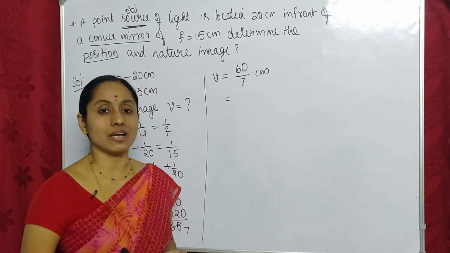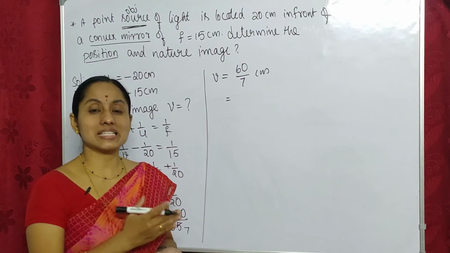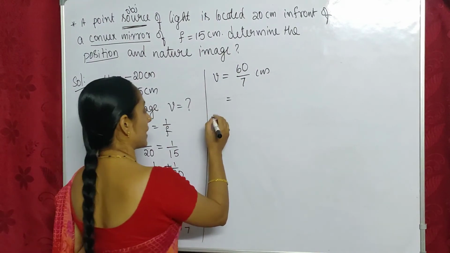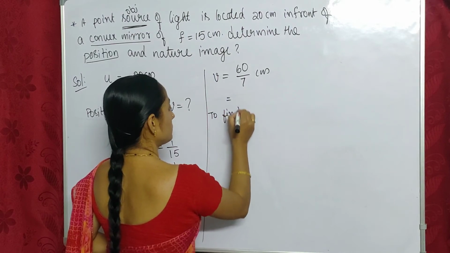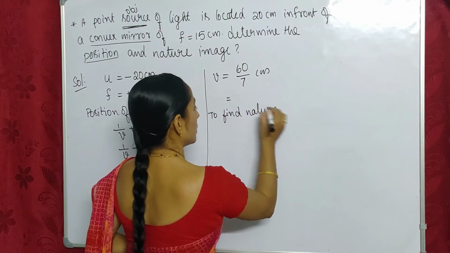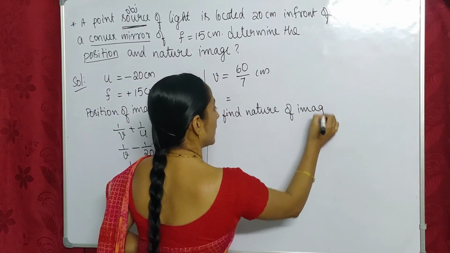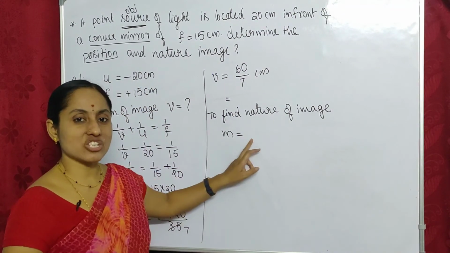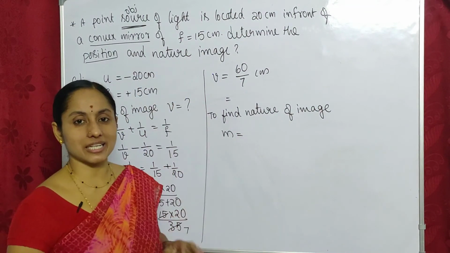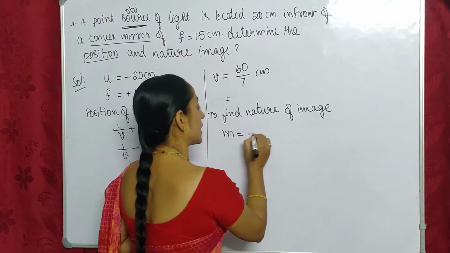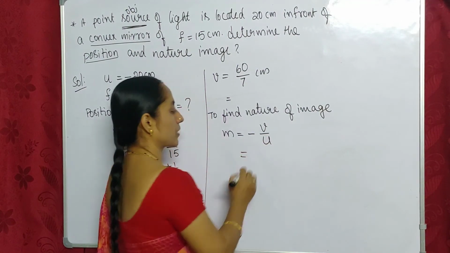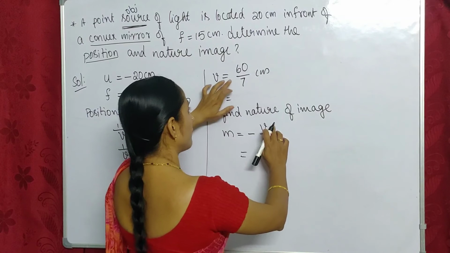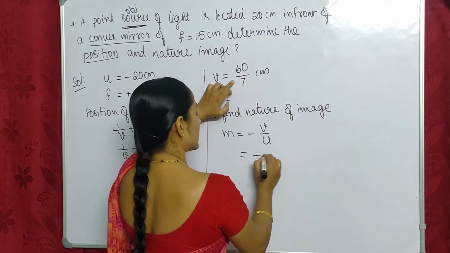Next, what is nature of the image? Nature of the image meaning, is it real or virtual? Is it diminished or enlarged? To know this we need to find the magnification. To find the nature of the image, we need to find the magnification. Magnification formula, one formula is hi by ho, but height of the object and image are not given, so we need to select the formula minus v by u. We always select the formula basing on the given information. Now what is v? V we got as positive, so minus symbol remains the same.